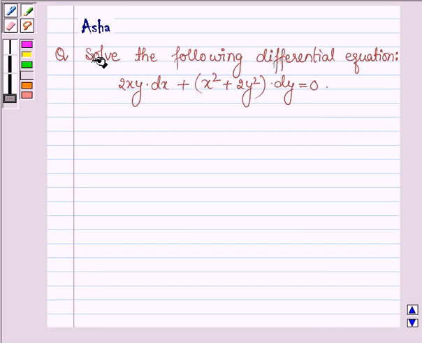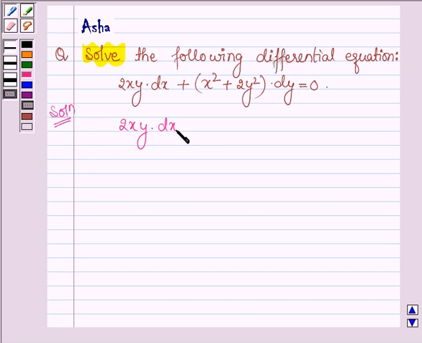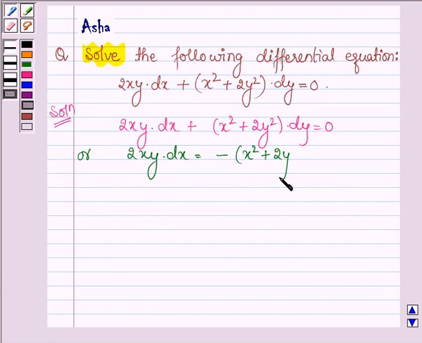The given question says, solve the following differential equation: 2xy dx plus (x square plus 2y square) dy is equal to 0. Let's start with the solution. We are given that 2xy dx plus (x square plus 2y square) dy is equal to 0. Or we have 2xy dx is equal to minus (x square plus 2y square) dy, or dy divided by dx is equal to minus 2xy whole divided by (x square plus 2y square).